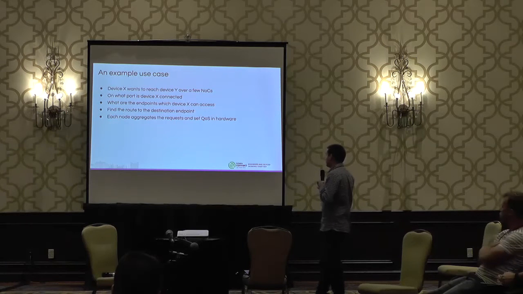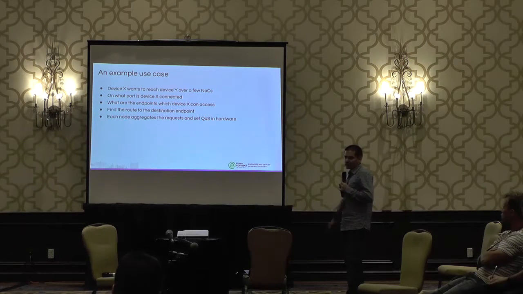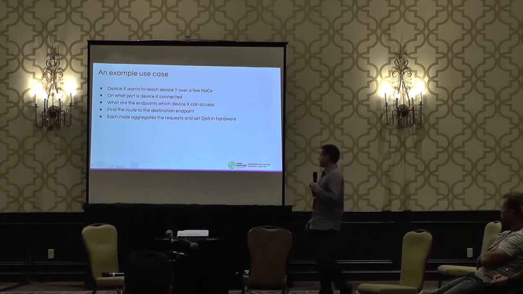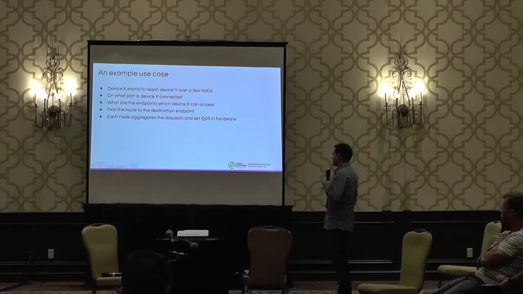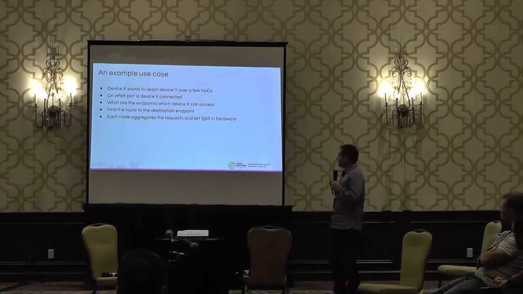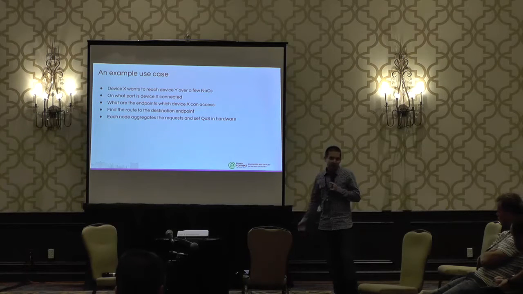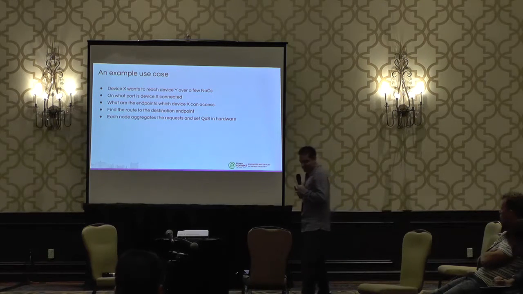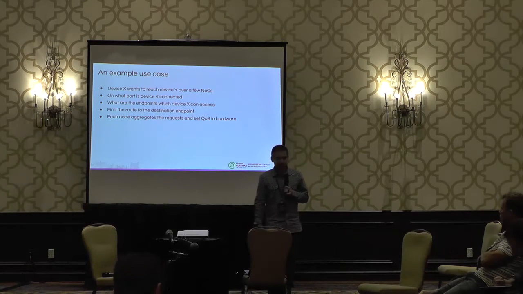If we have a device connected somewhere on the topology, and it wants to reach some other device connected to this topology, the other device may be connected over a few interconnected NOCs. So how can we describe this, and how can we solve this? This includes traversing all the networks, finding all the ports where the traffic goes, and on one of the ports we can have multiple streams of traffic, so we need to aggregate all this traffic and set some QoS values. So we need some bandwidth analysis.